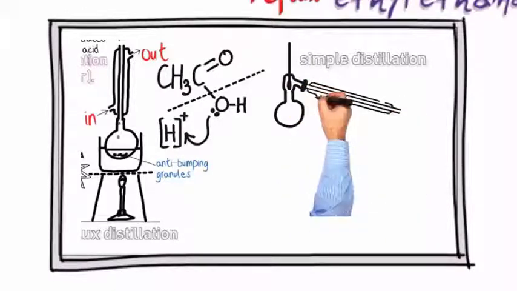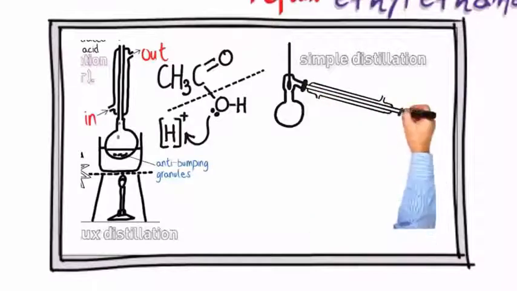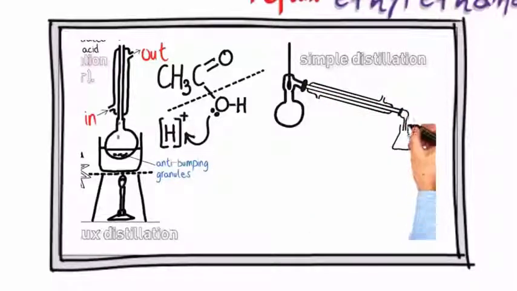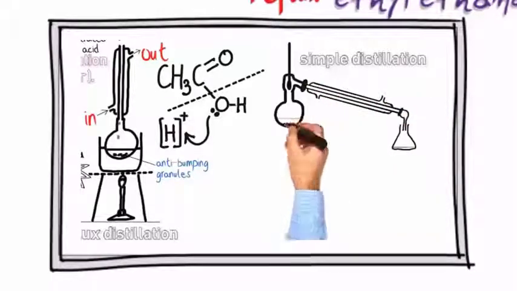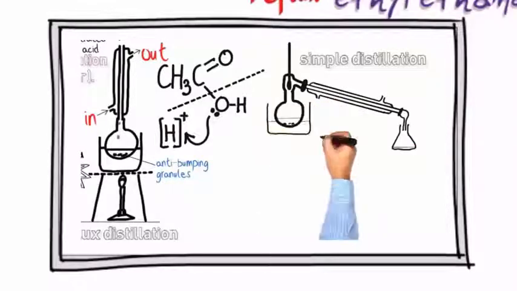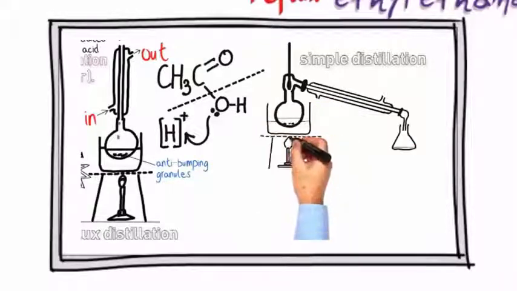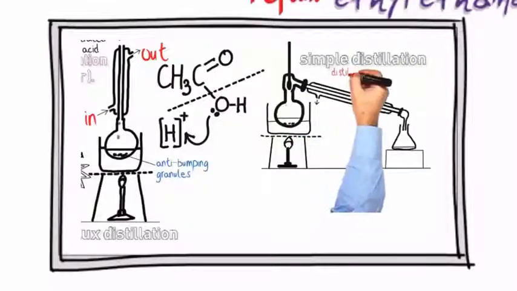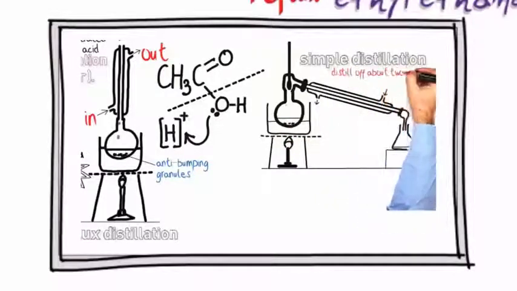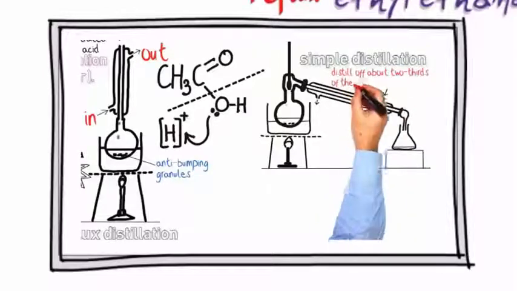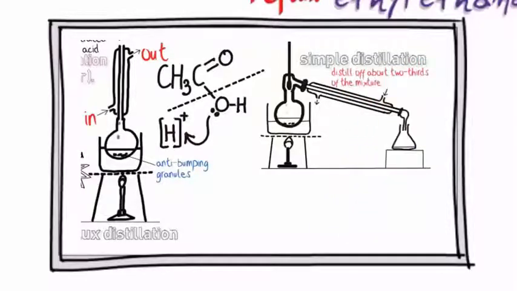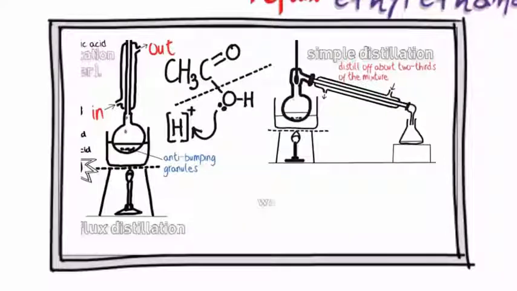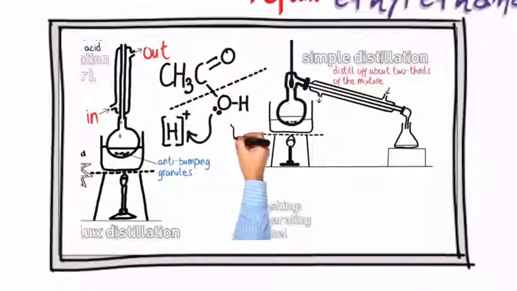You change the apparatus for simple distillation like this. Got a collection arm there to collect the distillate into a conical flask. Again, you use a hot water bath. This improves safety given that the ethanol and the product, the ester, are both flammable. And you distill off about 2/3 of the mixture into the conical flask as the distillate.